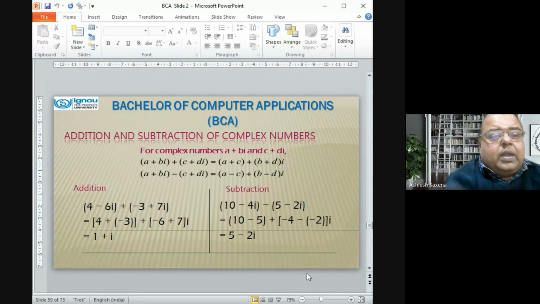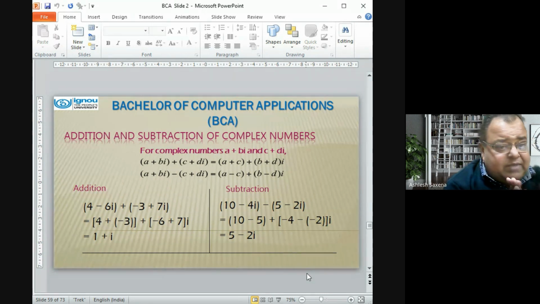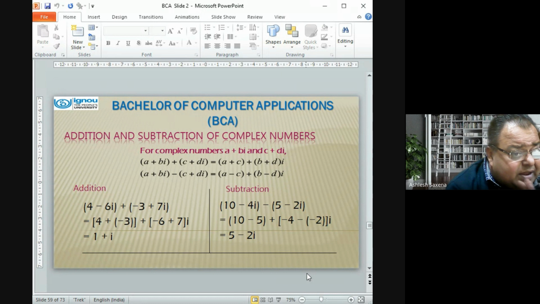Now, we will be adding two complex numbers. A complex number is in the form of A plus iB. The second number will be C plus iD. So we will add the real part to the real part and the imaginary part to the imaginary part. A will be added to C and B will be added to D. When subtracting, C will be subtracted from A, and D will be subtracted from B. This is the standard form of addition and subtraction of complex numbers.